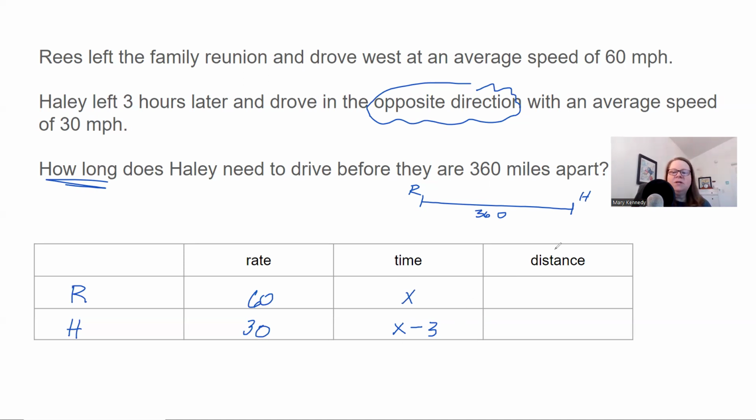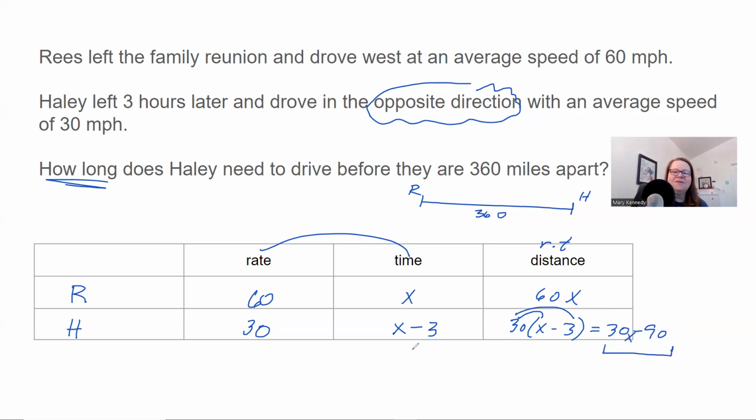Okay, just know that distance is rate times time. So 60 times x. Reese's distance is 60x. Haley's distance is 30 times x minus 3. Now be careful with that. It's not 30x minus 3. It's 30 times the whole x minus 3. So 30x, and then 30 times negative 3 is negative 90. So 30x minus 90 is Haley's distance.